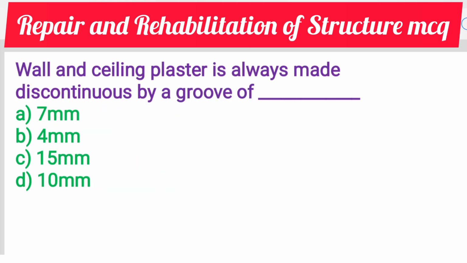Next question, wall and ceiling plaster is always made continuous by a groove of dash mm. Option A 7 mm, option B 4 mm, option C 15 mm, option D 10 mm. So the correct answer is option D 10 mm. So the plastering thickness we always consider for 10 mm.